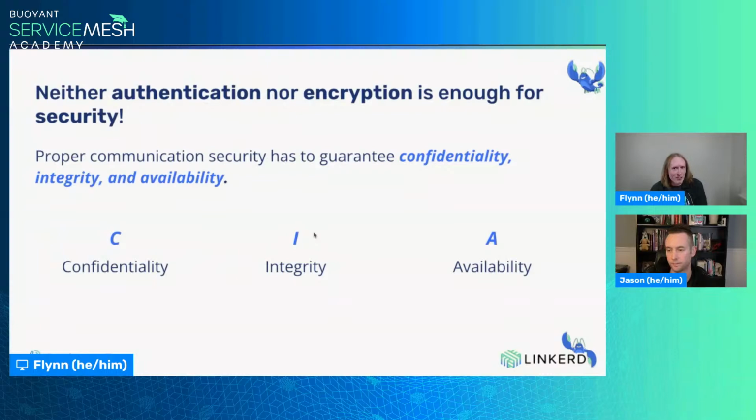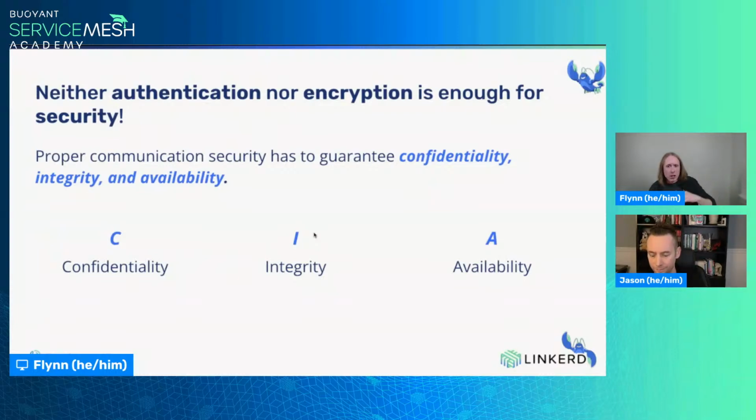They are very important building blocks, but they're not sufficient. For proper communication security, you need to be able to guarantee confidentiality, which is to say, if I'm talking to Jason, then only Jason should be able to understand what I'm saying. That's where encryption comes in. You need to guarantee integrity. So if I'm talking to Jason, what I say is what Jason should receive.